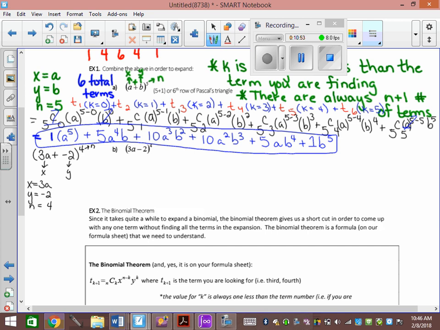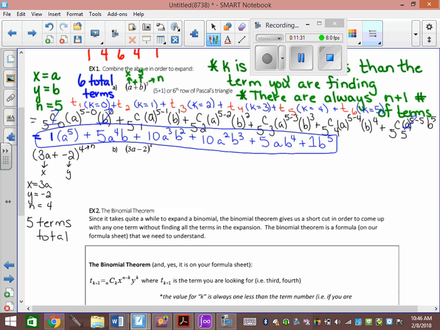K changes per term, right? So it's one less than the term number. Now, my question to you is, how many different terms is this going to have? 5. Yeah, one more than n. So it's going to have 5 terms total. And why is that? Because we're going to start at k equals 0, and we're going to go up to n. N is 4, right? K equals 0, k equals 1, k equals 2, k equals 3, k equals 4. How many terms is that? 5. So it's always one more than n.